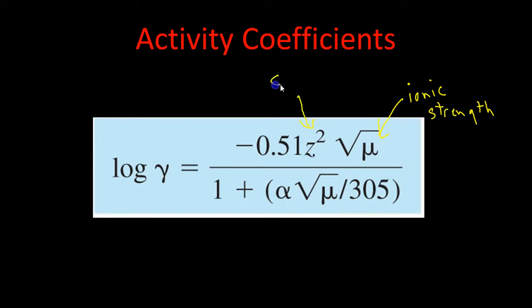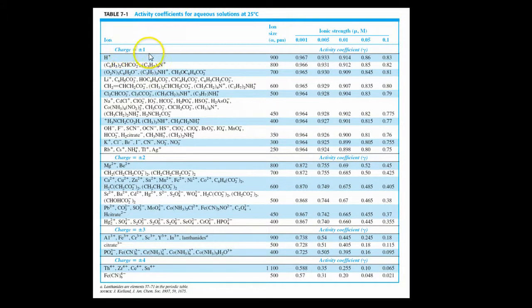The other one was charge here. And so this is just the charge on your ion. So you can see from this table we have charge plus or minus 1, plus or minus 2, plus or minus 3, plus or minus 4. And you can see if you look down one of these tables that in general, as you increase charge, you have a really strong effect on your activity coefficients. These ones with plus or minus 4, right? So your effective concentration here at 0.001 molar solution is going to be around 0.5 of what our actual concentration is. So it plays a really strong role.